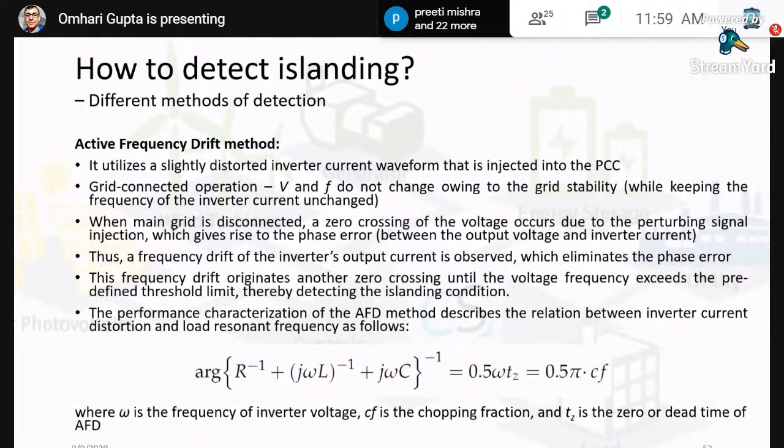Okay. The performance characterization of the active frequency drift method describes the relation between inverter current distortion and the load resonance frequency based upon this equation. Okay. In this equation, omega is the frequency of the inverter, Cf is the chopping fraction, and Tz is nothing but the zero time of the active frequency drift.